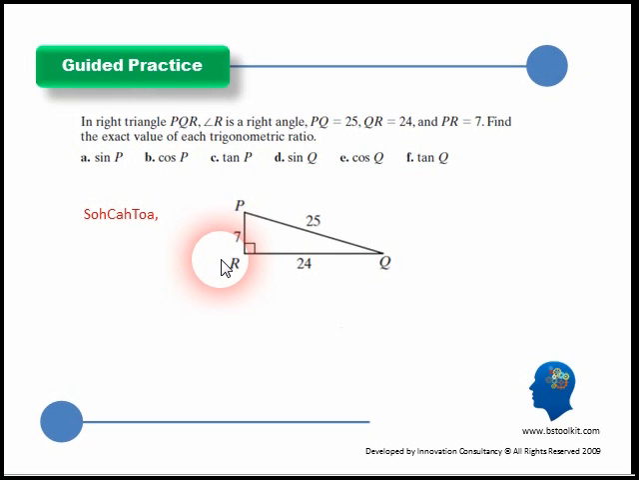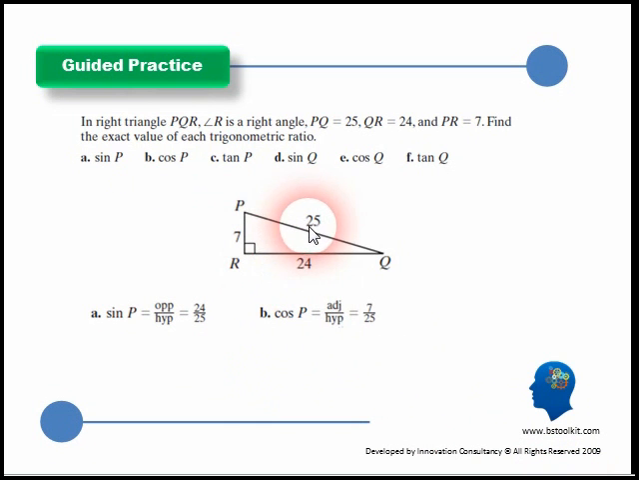Now I'll show you first of all sine P using the mnemonic opposite over hypotenuse. What's the opposite here of sine P? It will be 24 over 25. Did you get that? Opposite over hypotenuse, 24 over 25. Now you want to solve for cos P. Cos P is equal to what? Adjacent over hypotenuse would be 7 over 25.